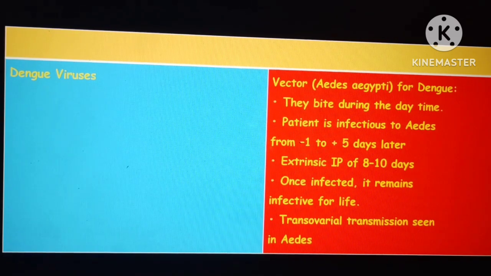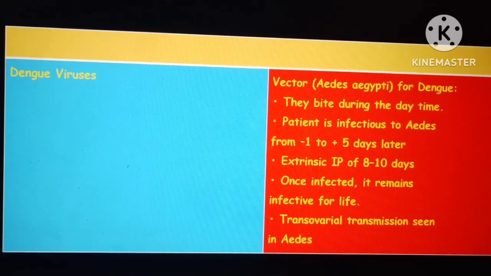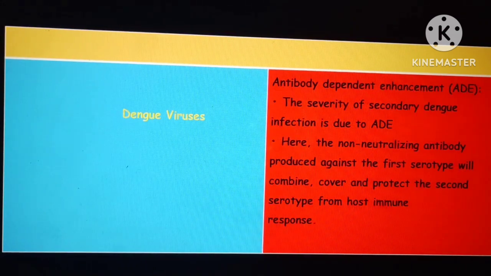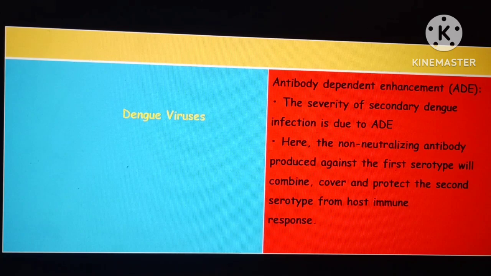Coming to dengue virus, the vector is Aedes aegypti. They are day biters and nervous mosquitoes. The infectious period is between 1 to 5 days, and the extrinsic incubation period is 8 to 10 days. There is transovarial transmission, and once a patient gets it, they remain infective lifelong. Here you want to remember one important point, antibody dependent enhancement.